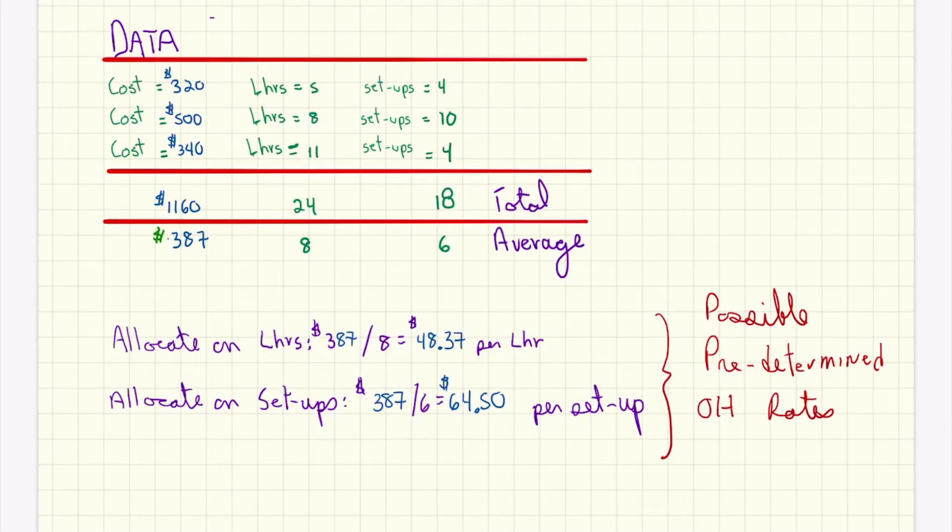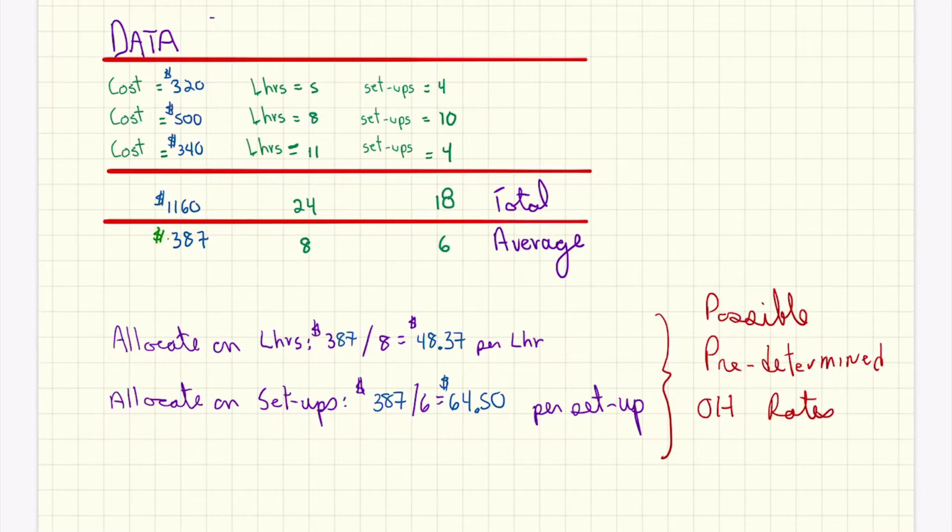So another way you might go about solving this is, let's say that we had this data and we were going to try to calculate a predetermined overhead rate. We might figure out what the average cost of overhead is, what the average number of labor hours is, and what the average number of setups is. And then we could do an allocation based on taking the average cost, which could be our estimate of next month's usage, divided by the expected labor hours, and come up with an overhead rate of $48.37 per labor hour. Or if we chose setup as the base, then we would take the cost, $387, divided by the average number of setups and come up with a rate of $64.50 per setup.